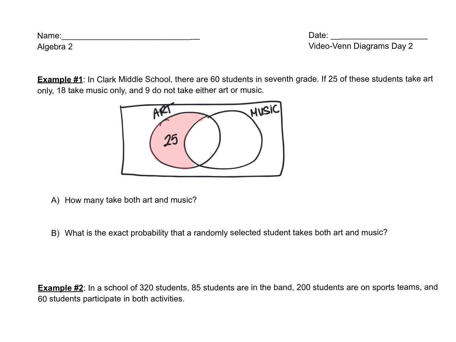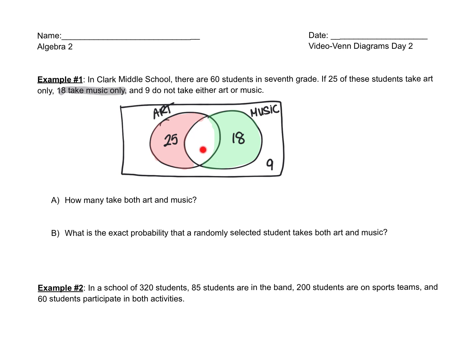Then it says 18 students take music only. So that shaded area would be here. This is the area of students that take music only. So we can label that with 18. And then it says 9 do not take either art nor music. So that would actually go in the bottom right. That's the neither. So the question is, how many students take both art and music?